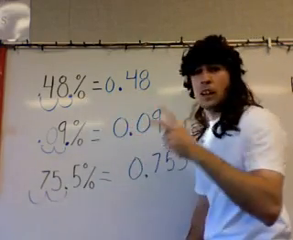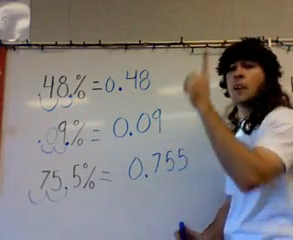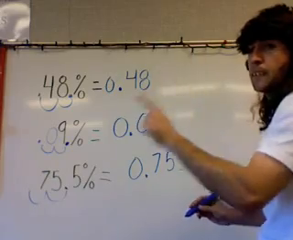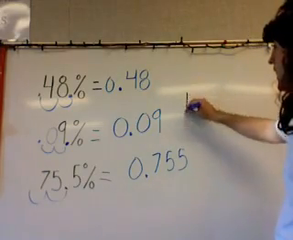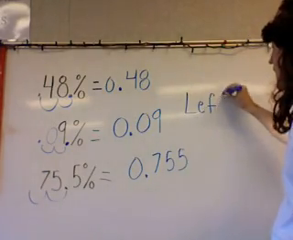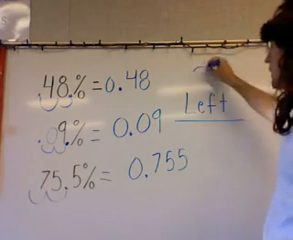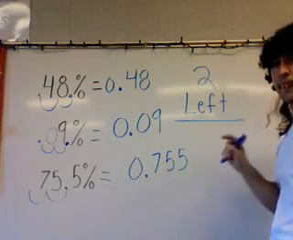Now, ladies and gentlemen, we know to take a percentage and turn it into a decimal, you first add a decimal and move it 2 places to the left. Do not forget that. Left. L-E-F-T. 2 places to the left.